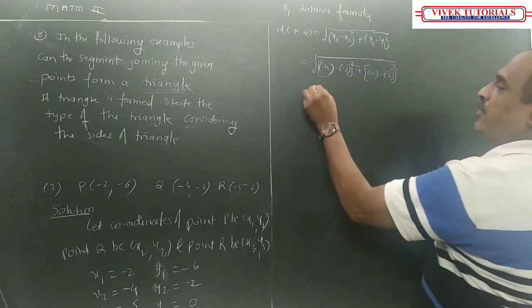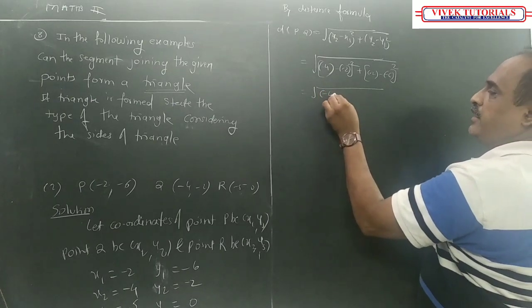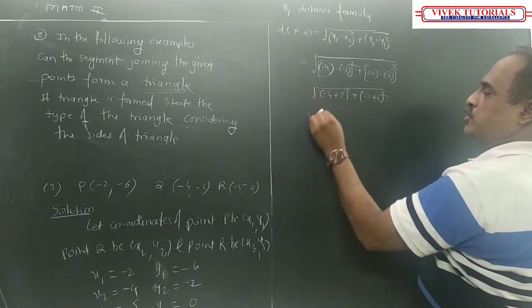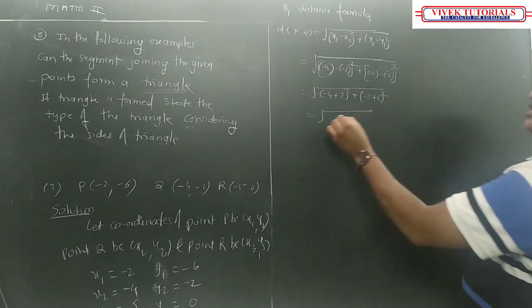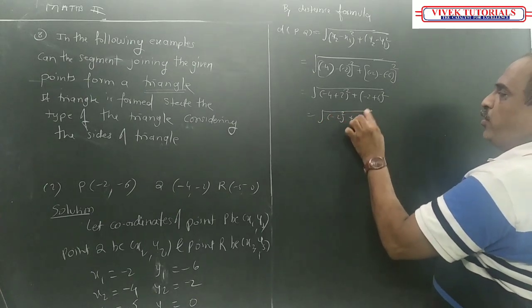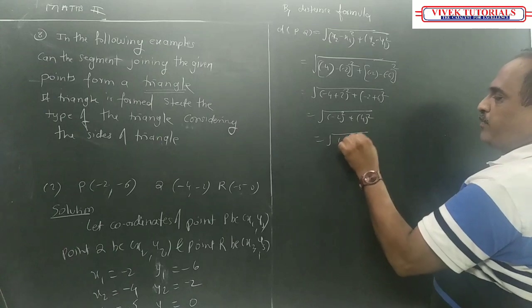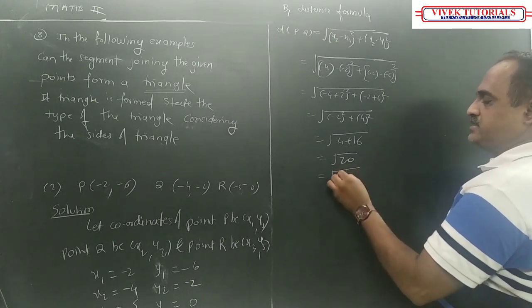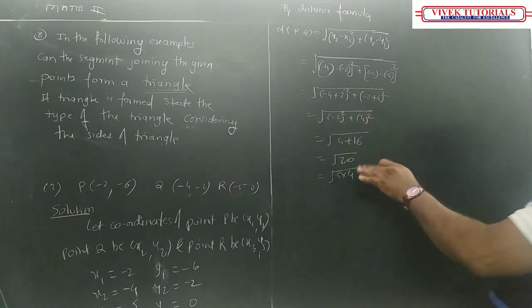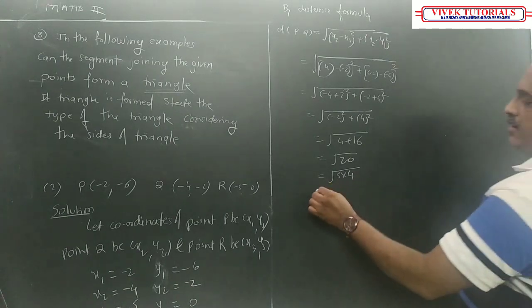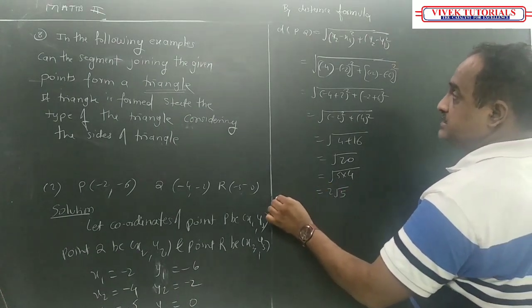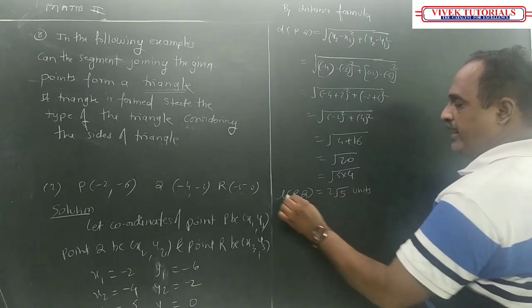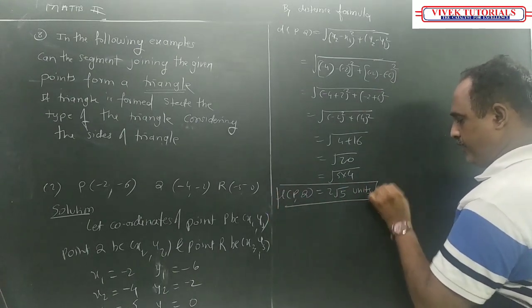Okay, so what you are getting now is minus 4 plus 2 the whole square and minus 2 plus 6 the whole square. So what you are getting is minus 2 the whole square plus 4 the whole square, which is equal to 4 plus 16, we are getting 20. But we know that root 20 is root of 5 into 4. For this particular question we have to find it this way. We are getting 2 root 5. That is, length PQ is equal to 2 root 5 units, and you keep it as equation 1.